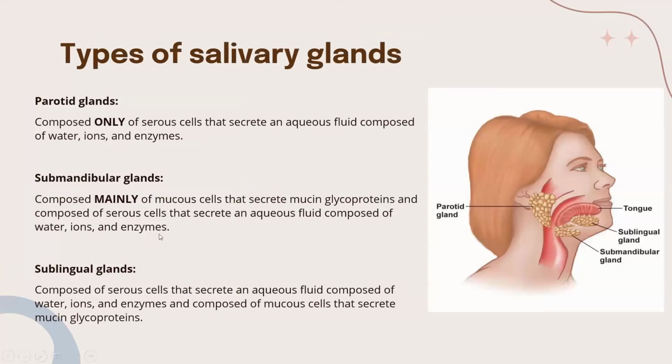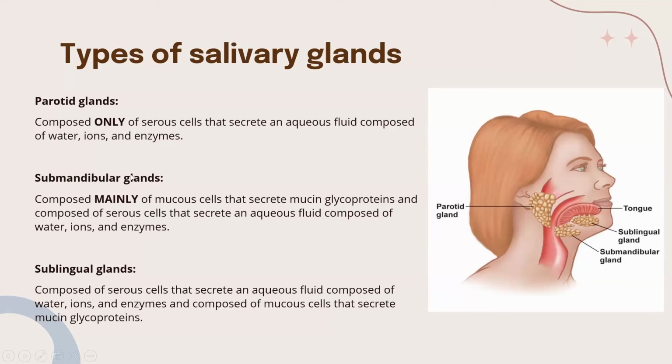Types of salivary glands: we have the parotid glands, the submandibular glands, and the sublingual glands. The sublingual glands are under the tongue, the submandibular are at the end of the jaw, and the parotid glands are close to the ears.